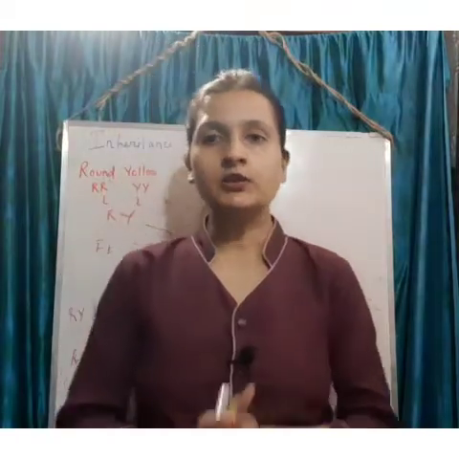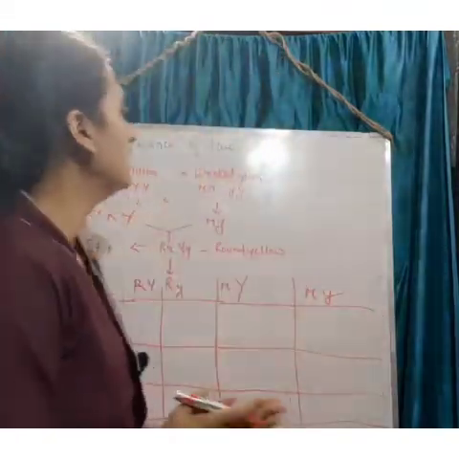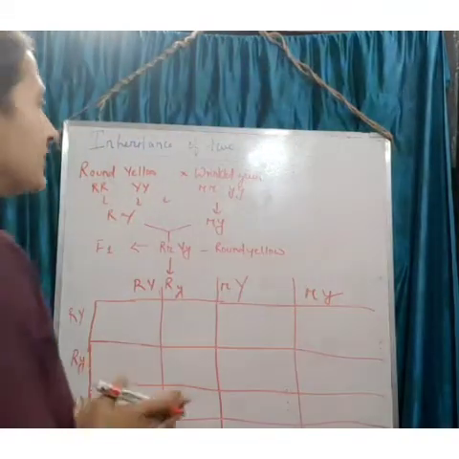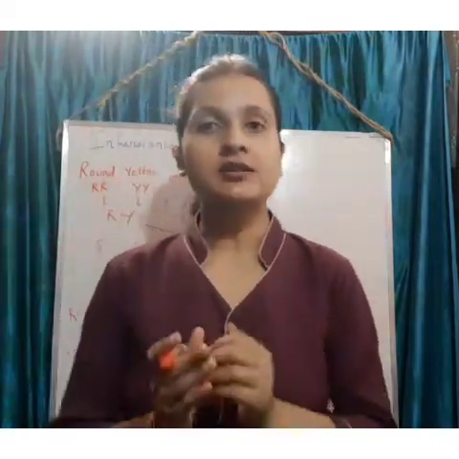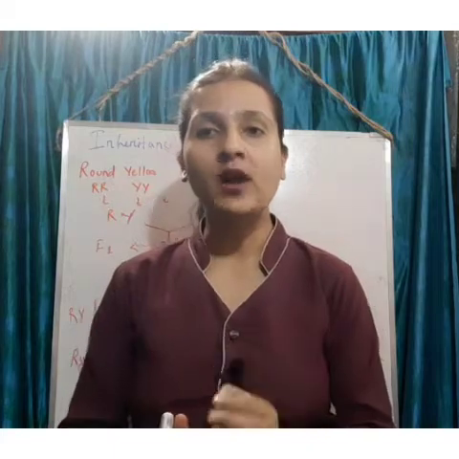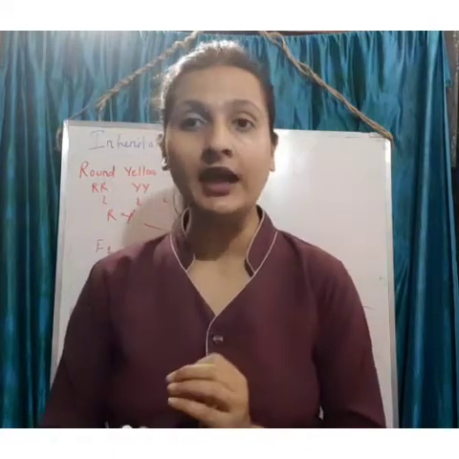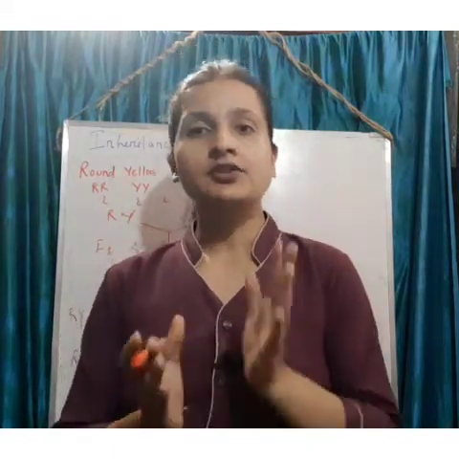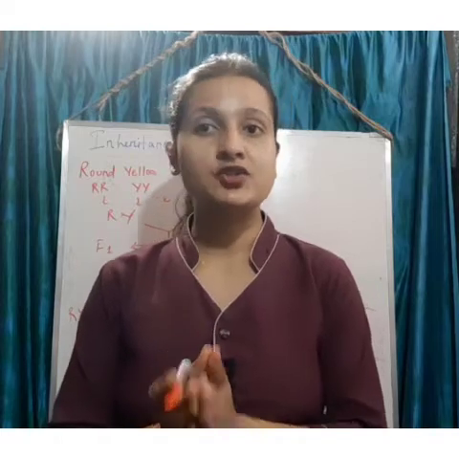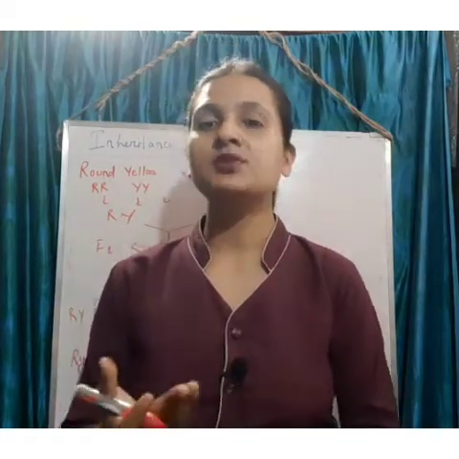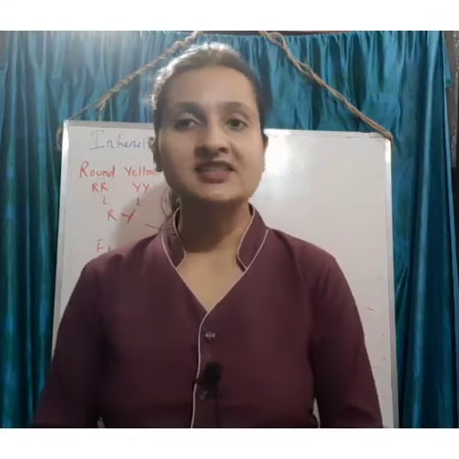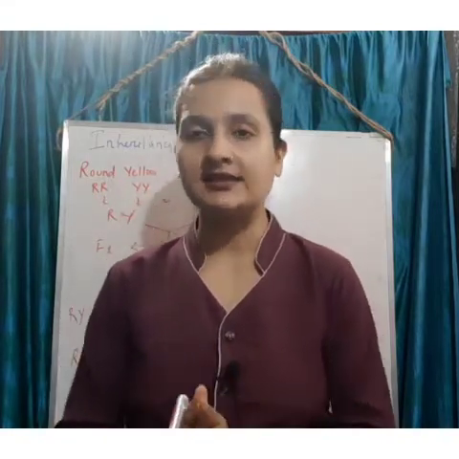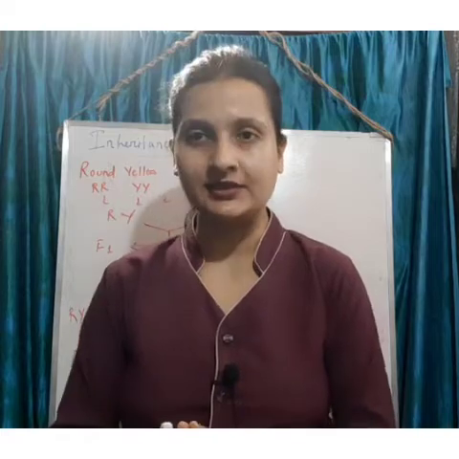Okay, so now let us try to understand inheritance of two genes. Previously I had taught you inheritance of one gene, where Mendel chose only one character, that is height, isn't it? So tall and dwarf characters were chosen and the experiment was carried out. Mendel tried this experiment with two genes as well, meaning with two different characters.